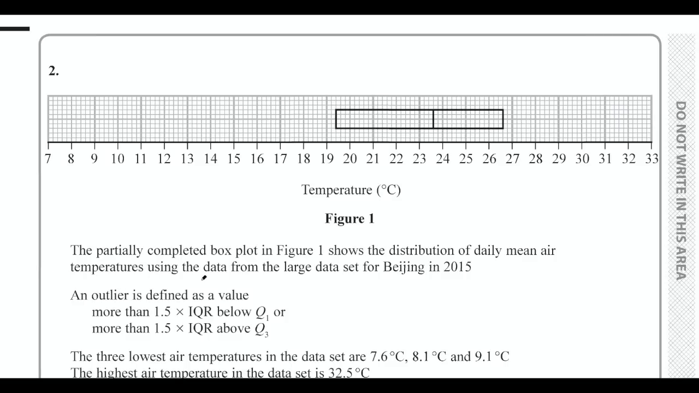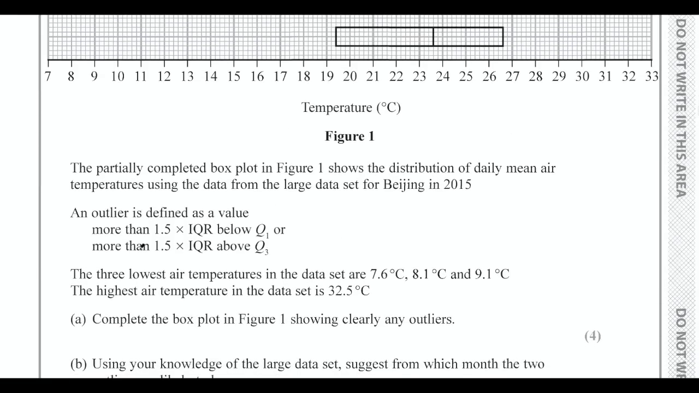Question 2 says the partially completed box plot in figure 1 shows the distribution of daily mean air temperatures using the data from the large data set for Beijing in 2015. An outlier is defined as a value more than 1.5 times the IQR below Q1 or more than 1.5 times the IQR above Q3. The 3 lowest air temperatures in the dataset are 7.6, 8.1, and 9.1. The highest air temperature in the dataset is 32.5. Complete the box plot in figure 1 showing clearly any outliers.